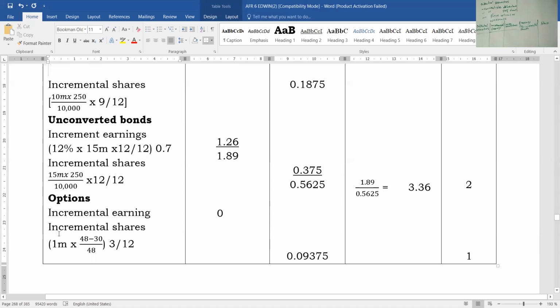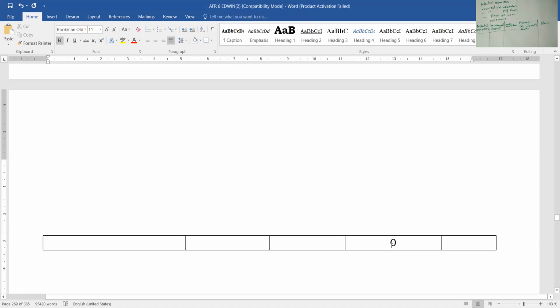0.009375. So 48, the market price, minus the 30, the exercise price. You divide by the 48, then multiply by 1 million, the shares which they were given to purchase at a lower price of 30, other than 48. You weigh for the 3 months from January to the end of the year. Then you divide 0 by 0.09375. You get 0. That is the third column. You get this 0.